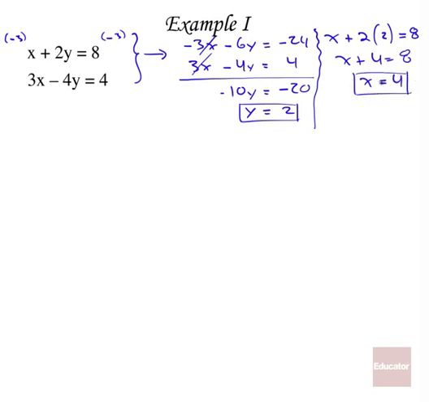So there you have it. A solution, x equals 4, y equals 2. If x equals 4, if y equals 2, that will solve both of these simultaneously. Both of these equalities will be satisfied. So in this particular case, we have one solution. Let me do this in red. So, one solution.